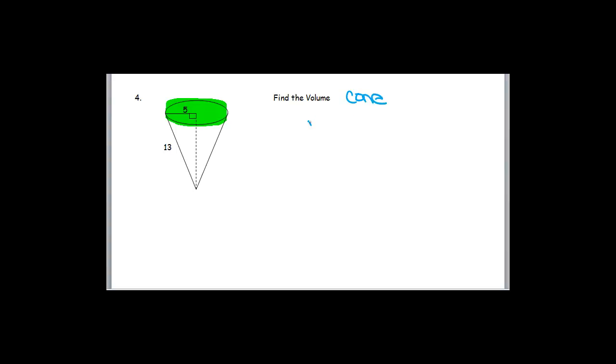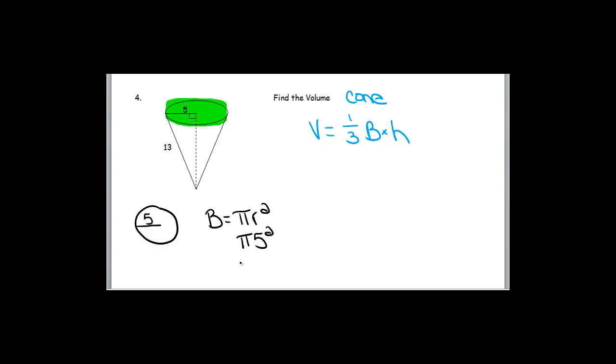And since we want to find volume, the volume of a cone is 1/3 B times H. So let's go ahead and draw that base, which again is just a circle with a radius of 5. Now, paying attention, this formula only asks me for B. So B is the area of that base. Area of a circle is pi r squared. So pi times 5 squared is 25 pi.